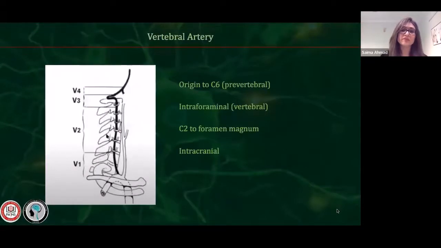So then we come toward the vertebral artery. The vertebral artery again has 4 segments. The first segment is the extraosseous segment. It is a small segment.